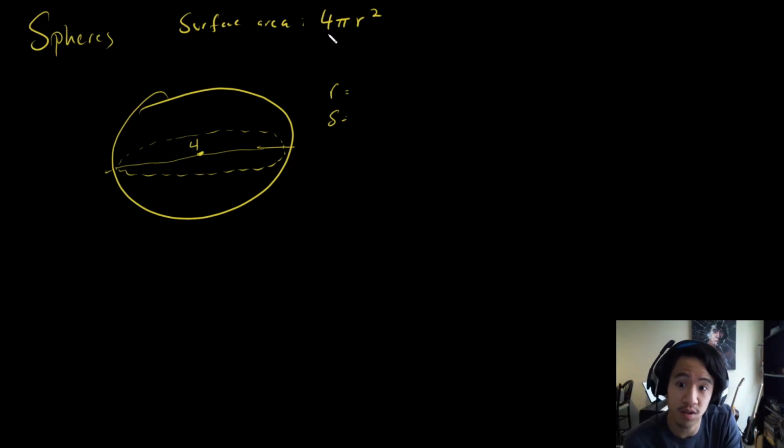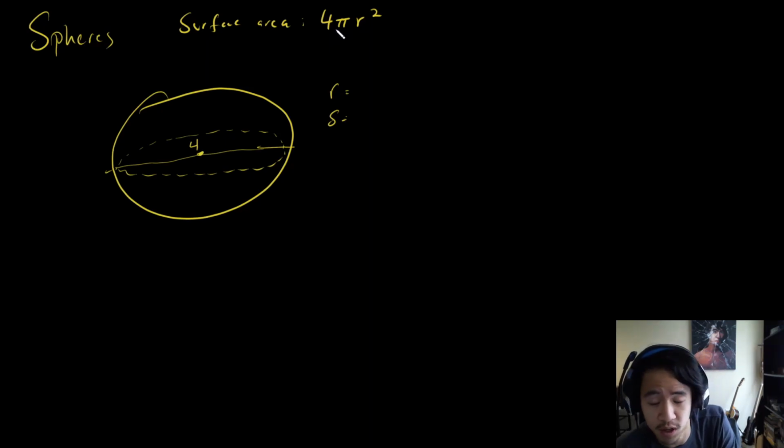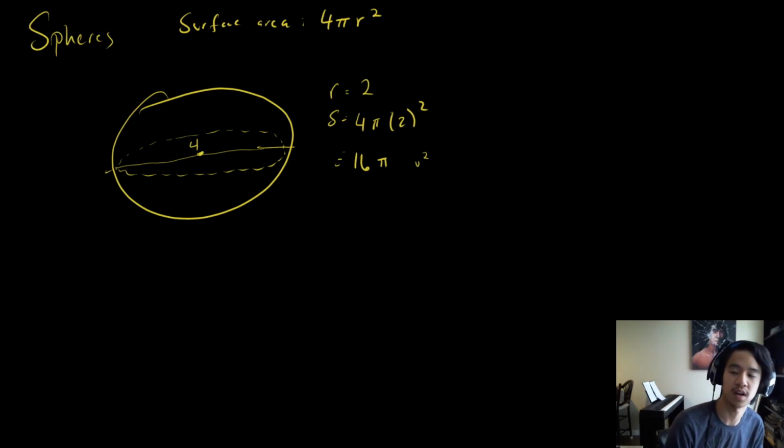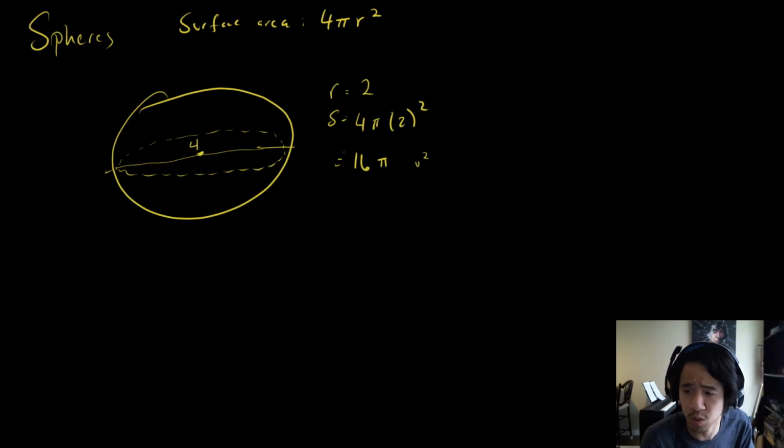What we have to do for our purposes is just plug our radius into this formula. We're given that our diameter is 4, so our radius is half of that, which is 2. So we have 4 pi and then 2 squared using our formula. 2 squared is 4, so 4 times 4 is 16 pi units squared. That is going to be our surface area. I think this one is also on your worksheet. I forgot what number it is, but it'll be fine.